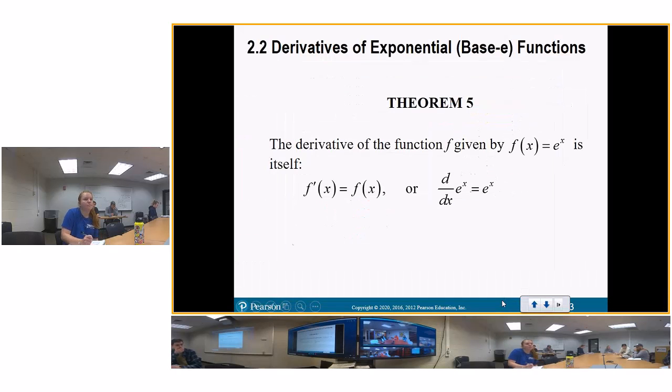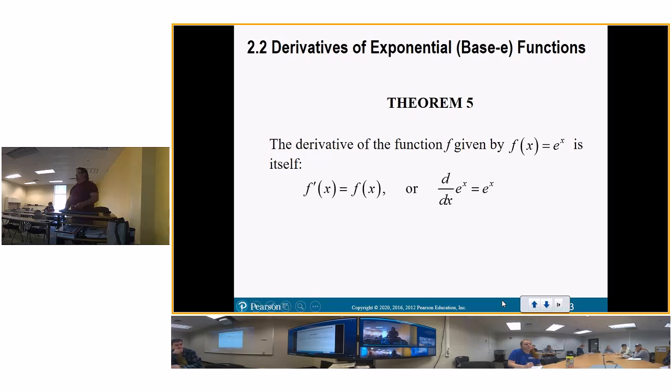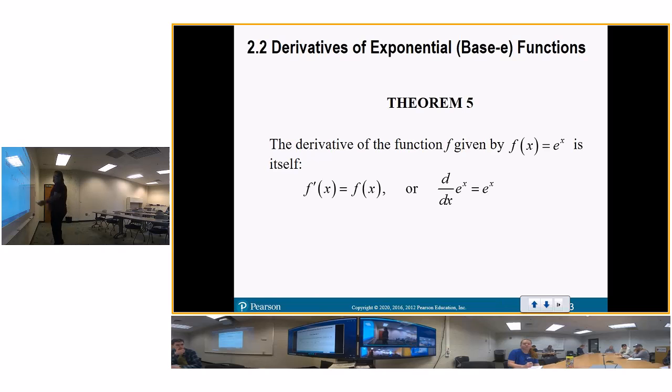So, the first derivative we're going to learn is the derivative of e to the x. E to the x is written just like that. The only thing you have to watch out for with e to the x is the chain rule.